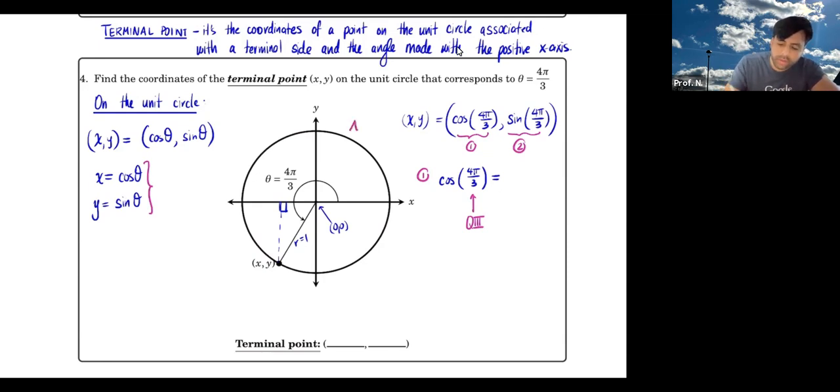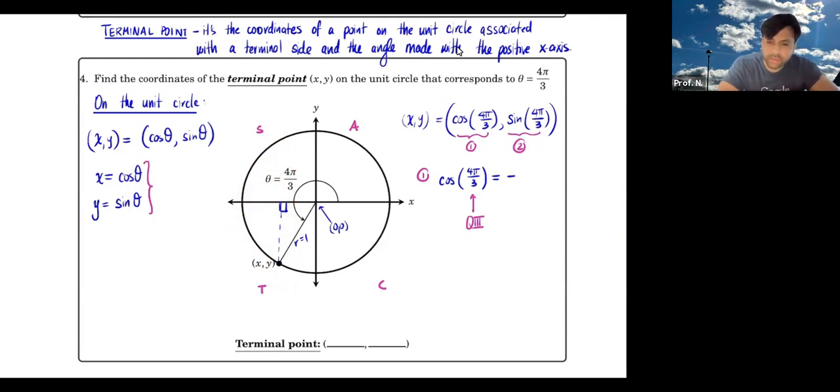So remember, all students take calculus. We know cosine is positive in quadrants 1 and 4, but negative in quadrants 2 and 3. And since we're in the third quadrant, we should know that cosine is negative. You can also think about that since x is equal to cosine theta, all my x values on the left side of the y-axis are negative. So henceforth, all my cosine values will be negative. So I know for a fact that I will have a negative somewhere.